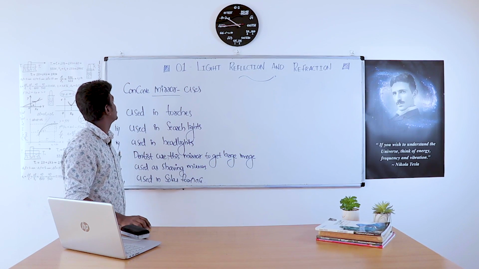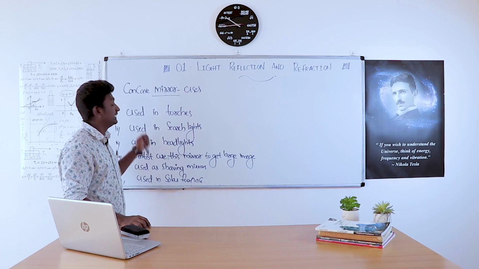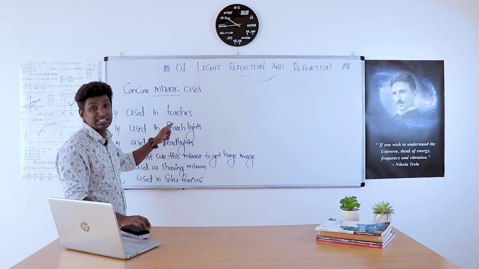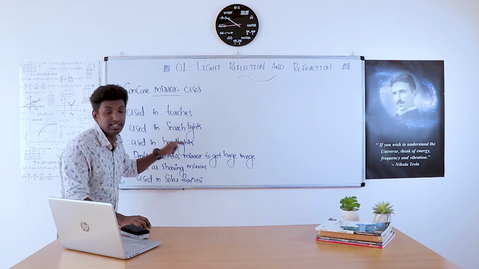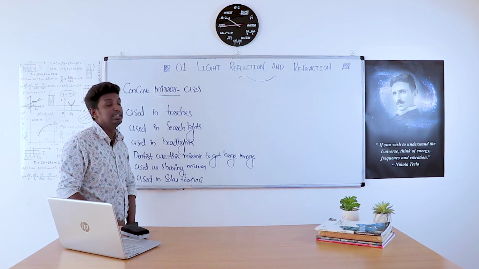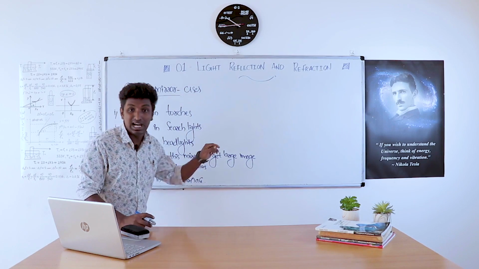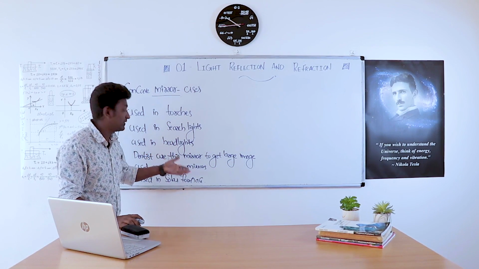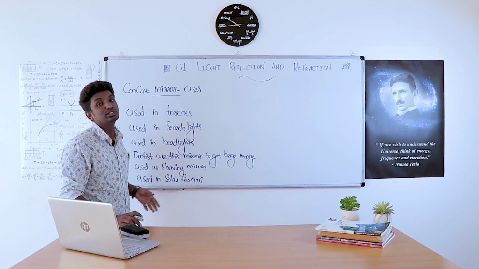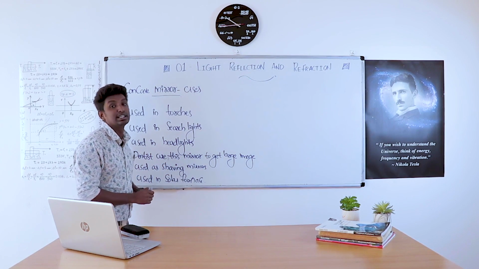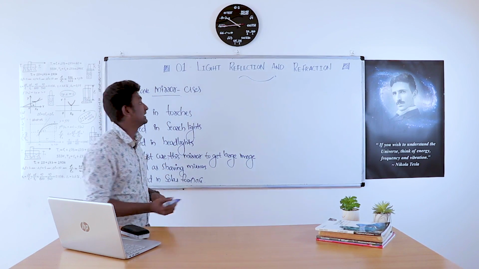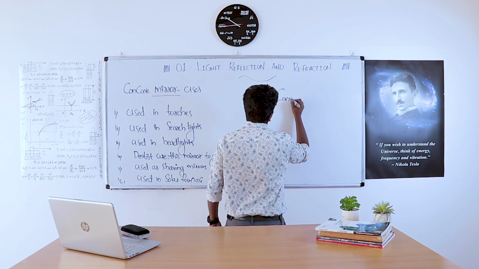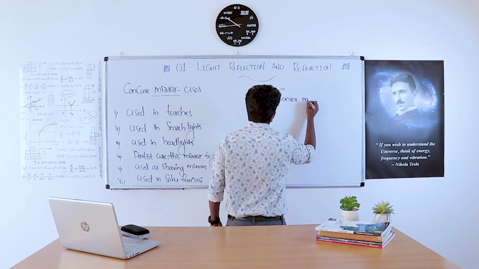So what are the uses of concave mirror? It is used in torches. It can be used in searchlights, used in headlights of vehicles. Dentists use this mirror to get a large image. It is also used as shaving mirrors. This is used in solar furnace to concentrate sunlight. Then uses of convex mirror.